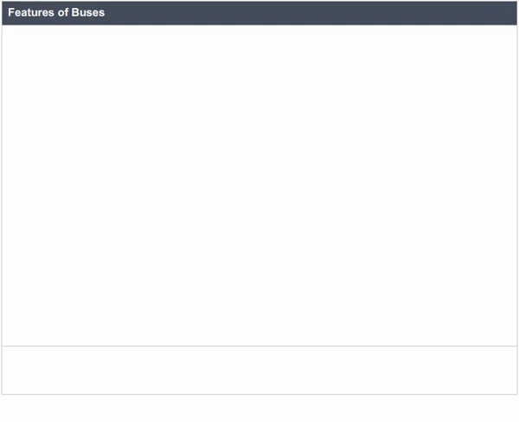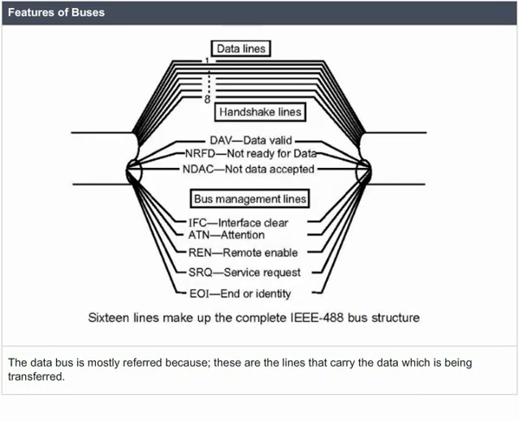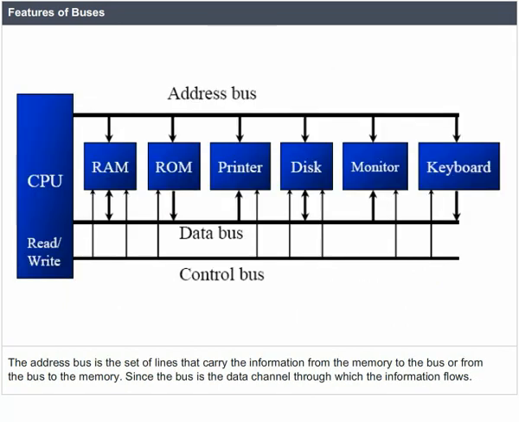Features of buses. Each and every bus is composed of 2 important features. First one is data bus and the other is address bus. The data bus is most referred because these are the lines that carry the data being transferred. The address bus is a set of lines that carry the information from the memory to the bus or from the bus to the memory.